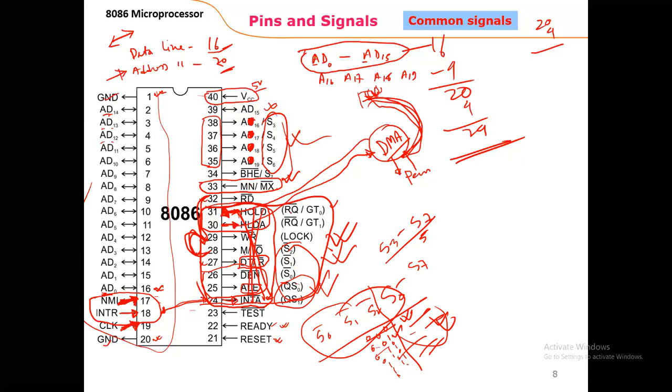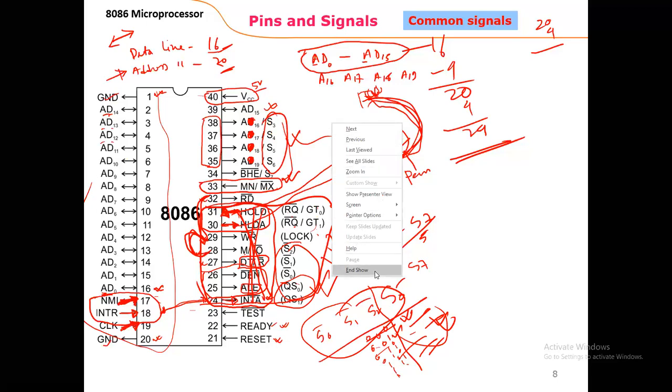And request/grant: these are almost like interrupt request and interrupt grant. A single pin is used for request, 1 request and 2 request, a double request. Request, grant. And this also is a status. So this is a total of 40 pins. Okay, all are clear? Yes, sir.